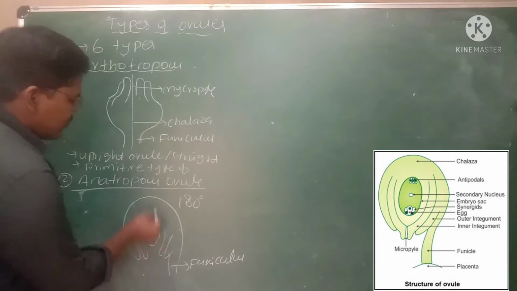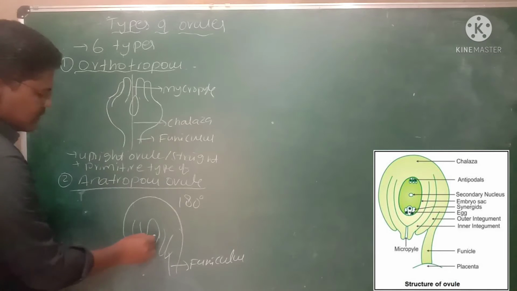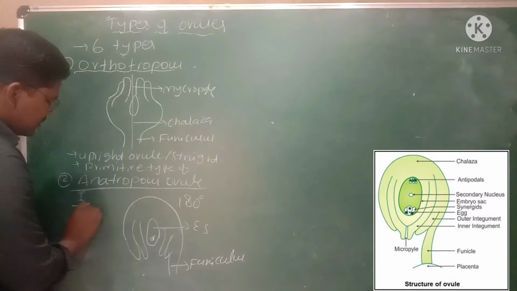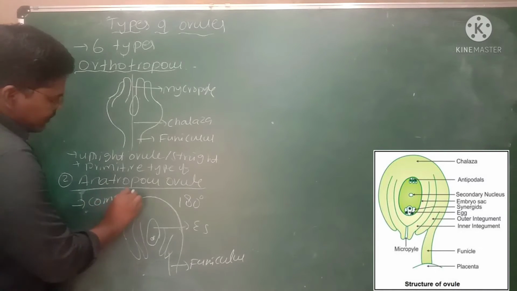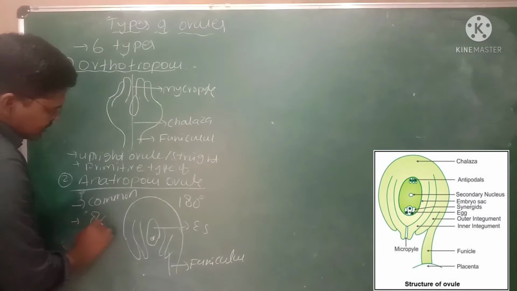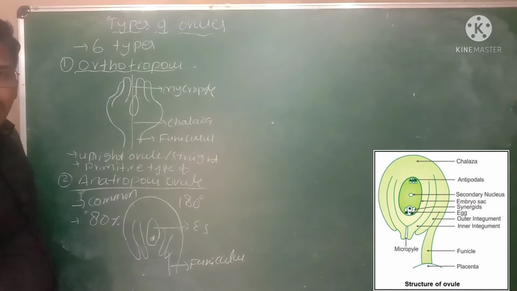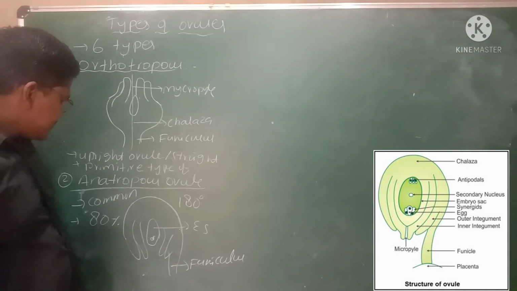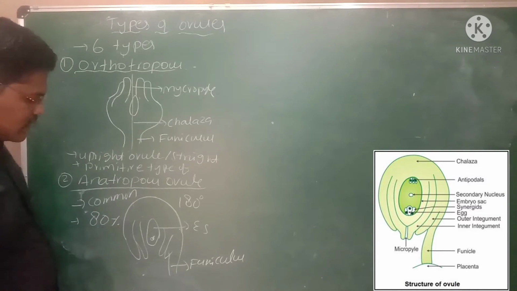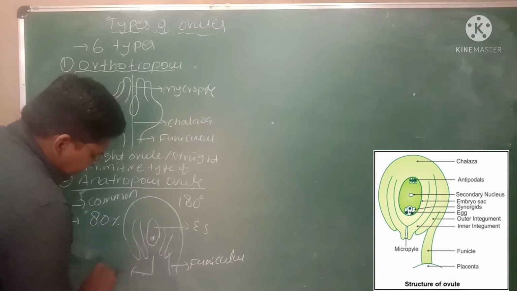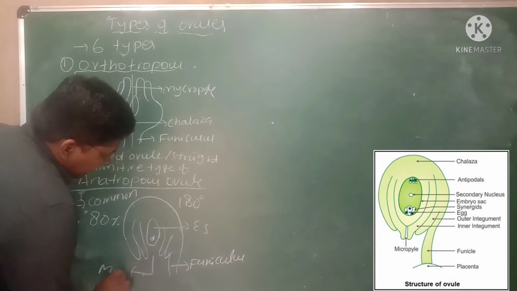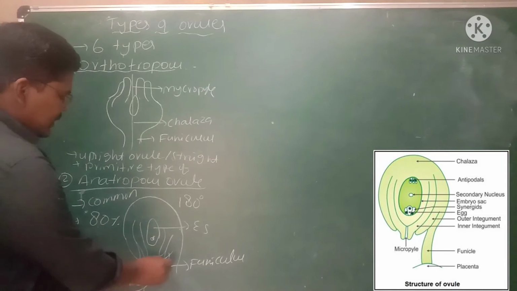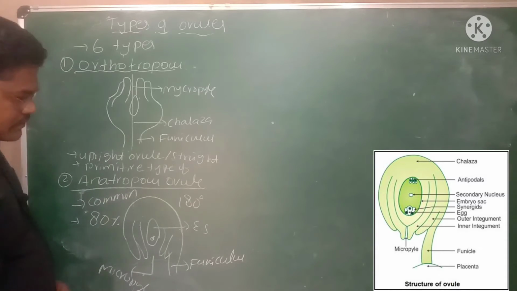Anatropous ovule is the most common type of ovule. 80% of angiosperms contain the anatropous ovule. If you see the micropyle, this is the micropyle. The micropyle is near to the hilum.